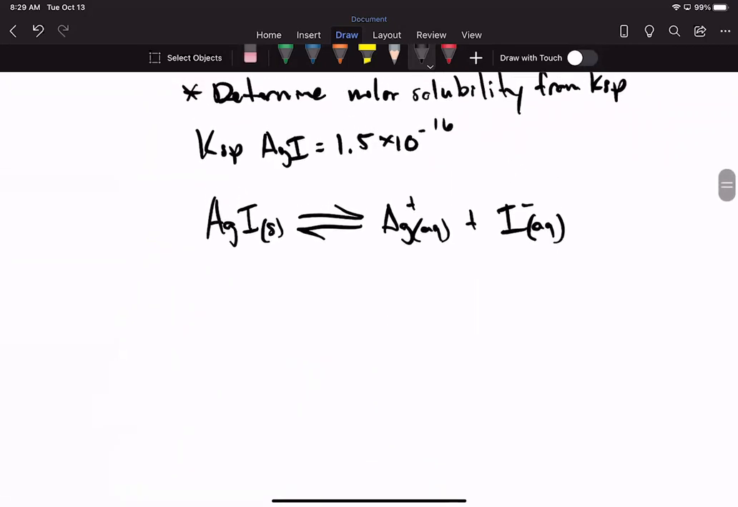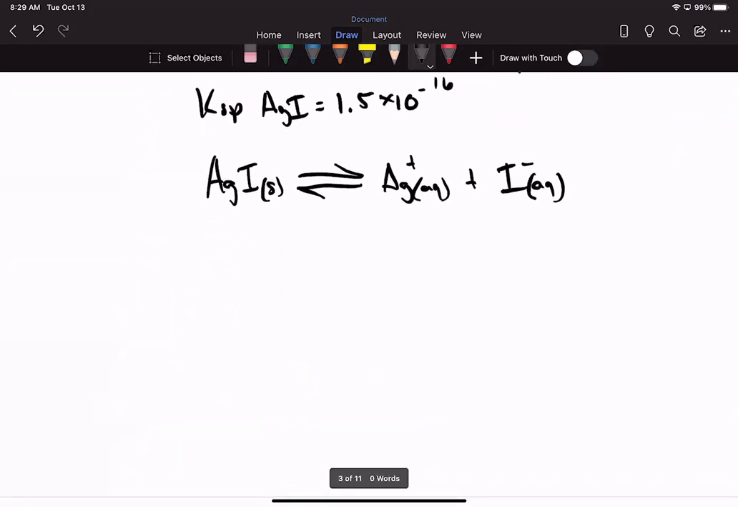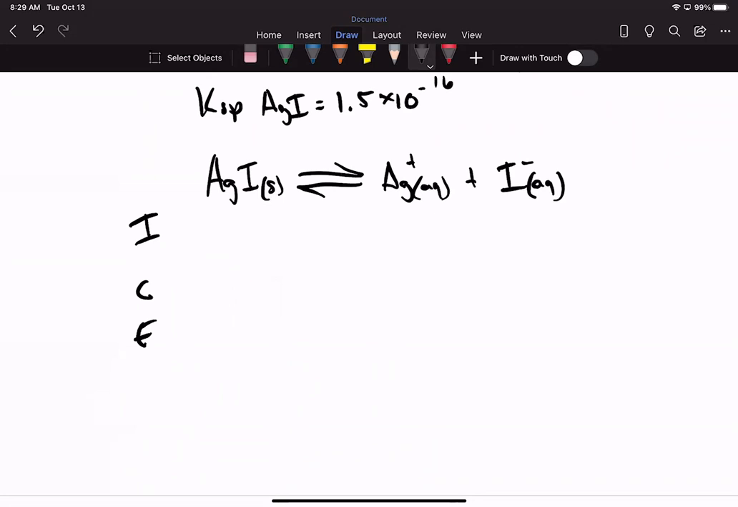Will we do an ice table here or no? Yes, we absolutely will do an ice table here. If we take a look at this ice table, the only information I have is just the KSP. And for the KSP, we need this value and this value here. I don't have any concentration. All I have is this solid, and I'm going to form some ions out. Because it's a solid, I'm just going to draw a line through it because we don't do those concentrations. We're not going to have a concentration of a solid, right?